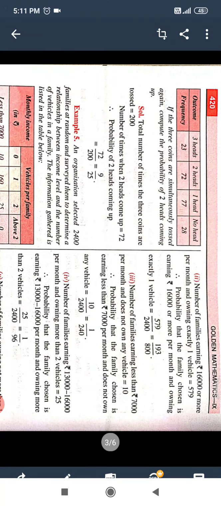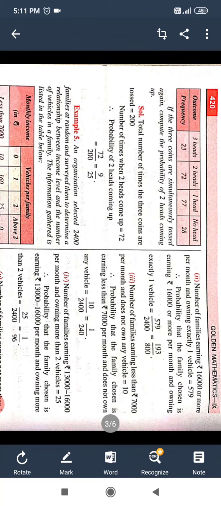Okay, here we have to find the probability of the toss coming up heads. So how do we obtain the number of heads, and how many? We can see in the table. In the table we can see 2 heads, frequency is 72, and in total how many times were the coins tossed? 200 times. So we can write that the total number of times the 3 coins are tossed is 200. The number of times when 2 heads come up is equal to 72.